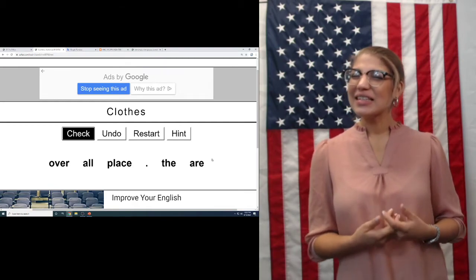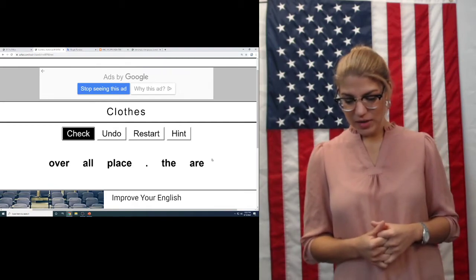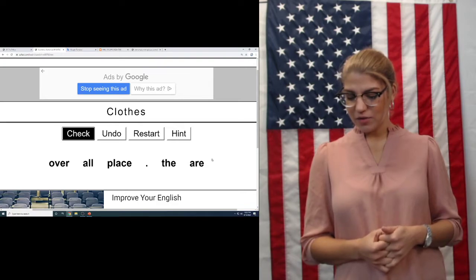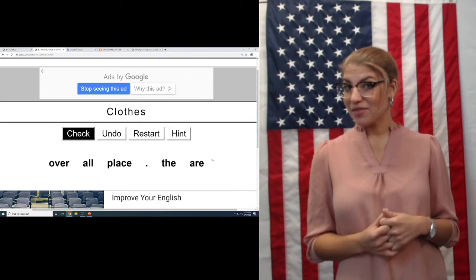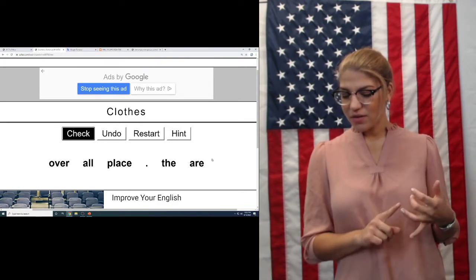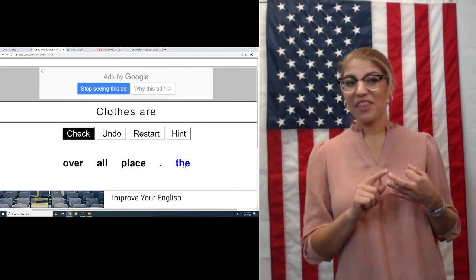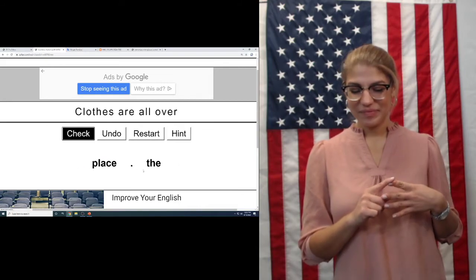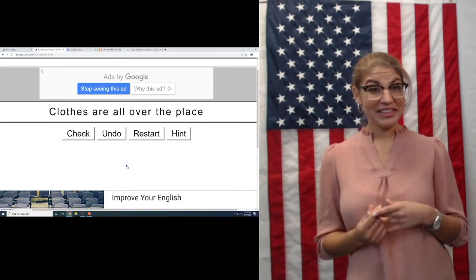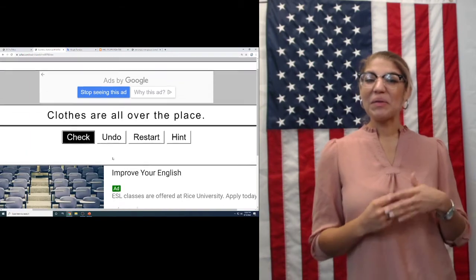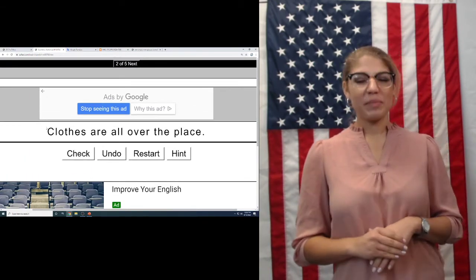Now this is a saying in English. Look at you, Maria. Miss Cifuentes says, clothes are all over the place. This is a good one. Good job. Clothes are all over the place.